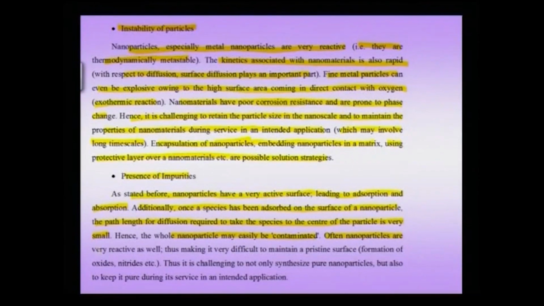Often nanoparticles are very reactive as well, thus making it very difficult to maintain a pristine surface. And when I am talking reactive, actually there could be formation of oxides, nitrides, etc. on the surface, and hence it is not only challenging to synthesize pure nanoparticles, but also to keep them pure during service in an intended application.